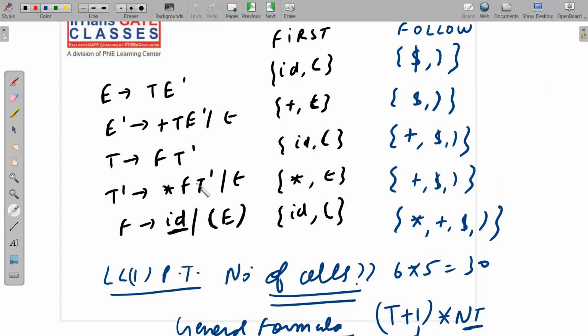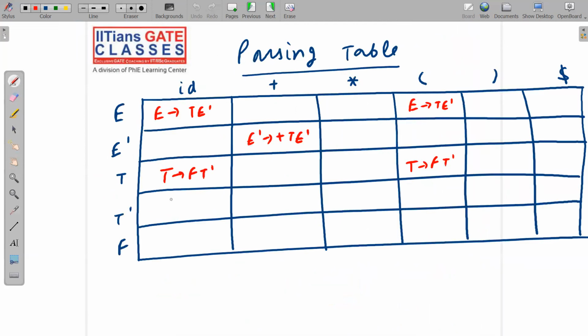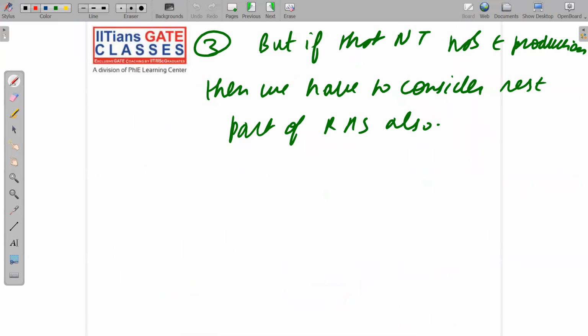Next is T dash, again two production rules. I will consider this first. First of this will be what? Only star. So T dash implies star FT dash, in the column corresponding to star. T dash implies star FT dash.